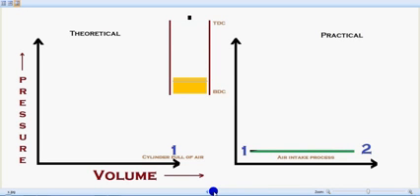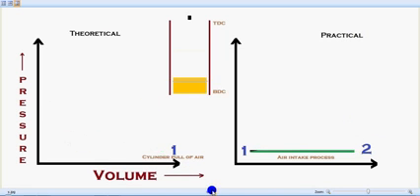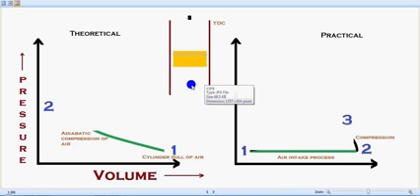1 to 2. In the second stage, you can see in the theoretical concept, adiabatic compression of air is happening because the piston moves from bottom dead center towards the top dead center. See, it happens over here. Adiabatic compression means there is no heat transfer involved. Theoretically we can say that, but practically there will definitely be heat transfer happening.